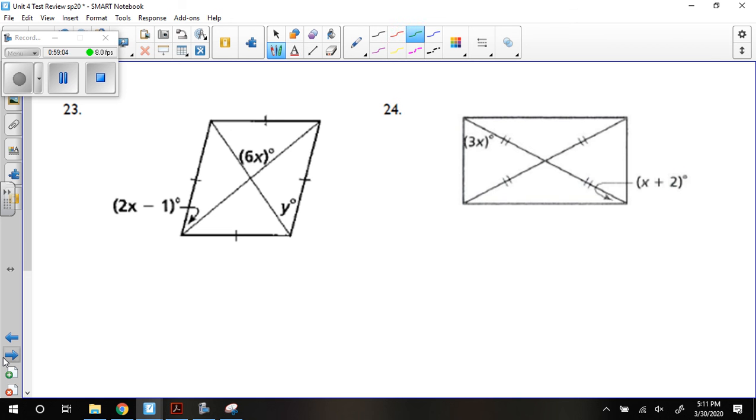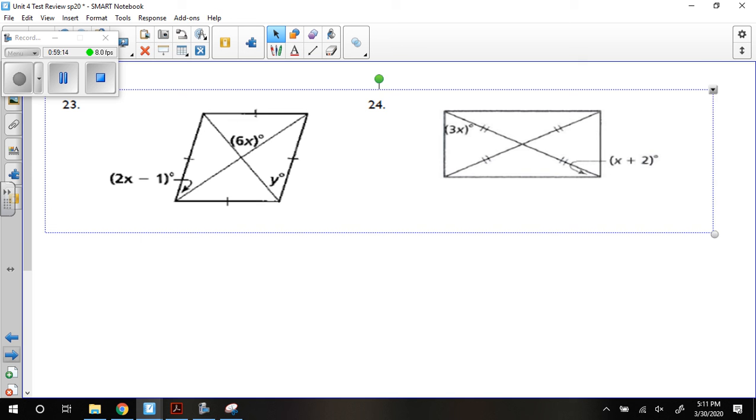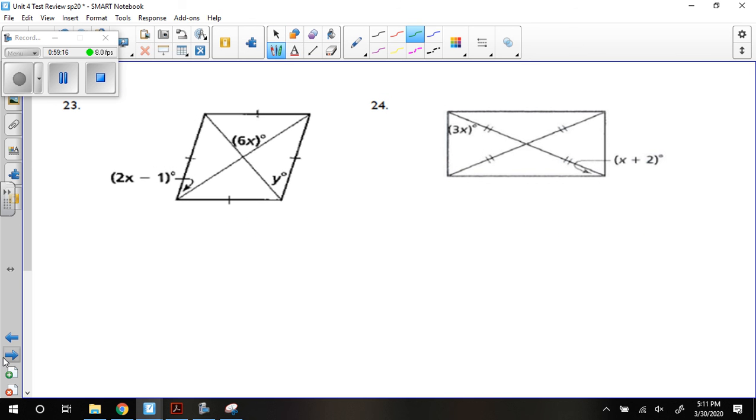Okay, in number 23, we've got all sides marked congruent, which means this is a rhombus. Okay, and that's because all 4 sides are marked congruent. Okay, in a rhombus, since we need to know about our diagonals because they're drawn in the picture, I'm going to write out what we know about our diagonals.